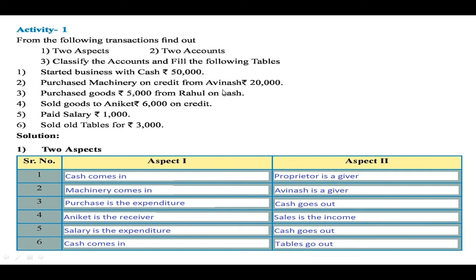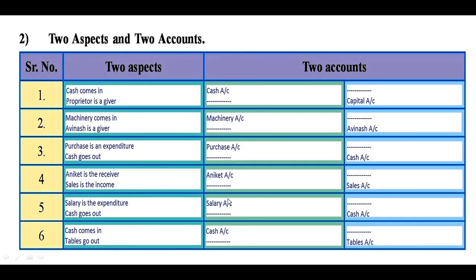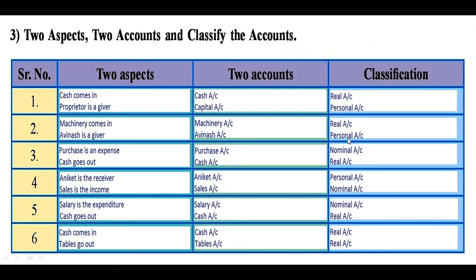Now, purchase machinery, so machinery comes in the business. Since the cash did not go out, Avinash becomes the giver. So here Avinash is a giver. On the next page, here they have given which two accounts are involved, machinery account and Avinash account. Now machinery we can see and touch. So machinery is a real account and Avinash is a natural person. So Avinash account is the personal account.